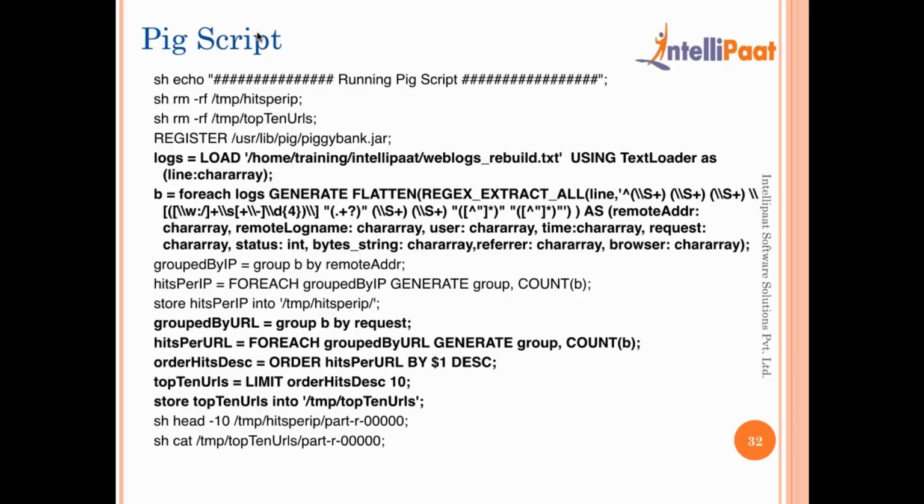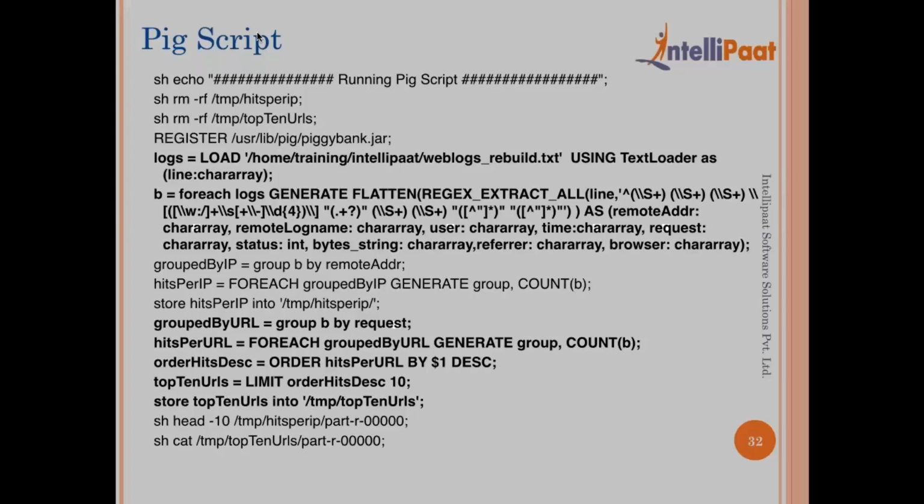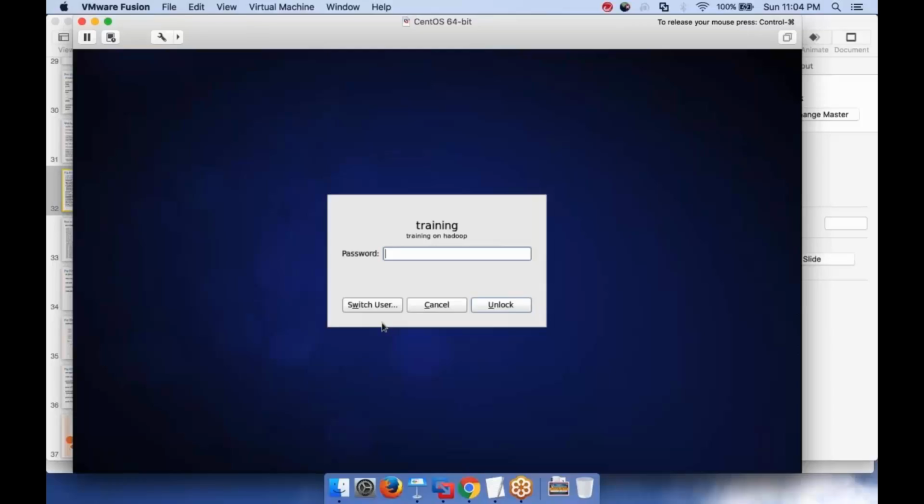In your Pig script, you added the line sh echo running pig script, but when you ran it, I didn't even see that. No, it's there once. I can show that. That's what I'm telling, it will go very fast, right?